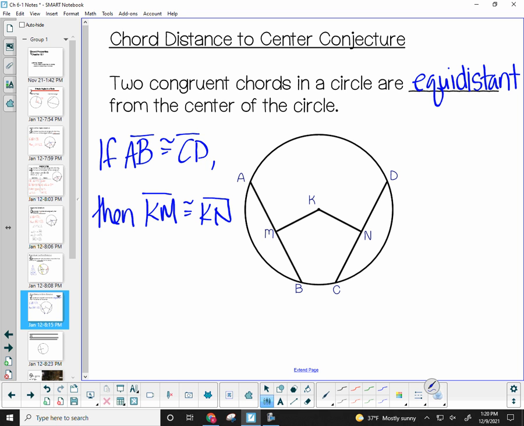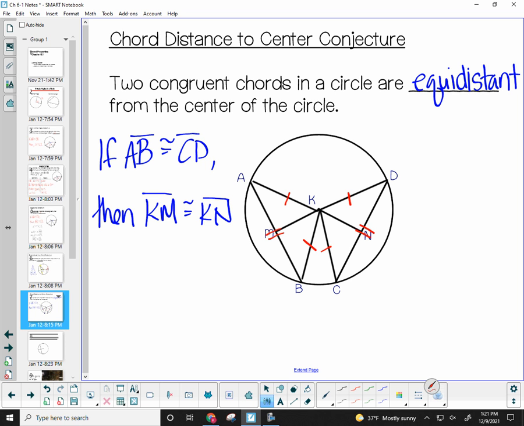Okay, so I'm going to draw in our radii again. And we know that all the radii are congruent. We talked about that already. And I said in our if statement, AB has to be congruent to CD. So we know this side has to be congruent to this side.